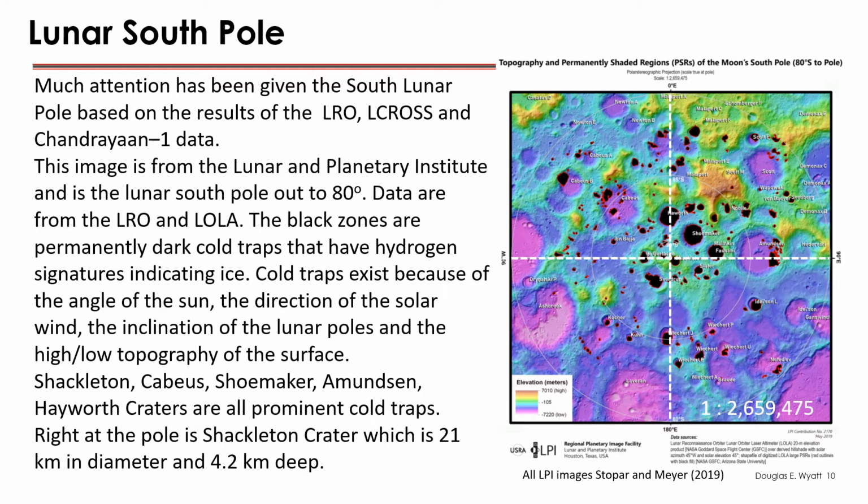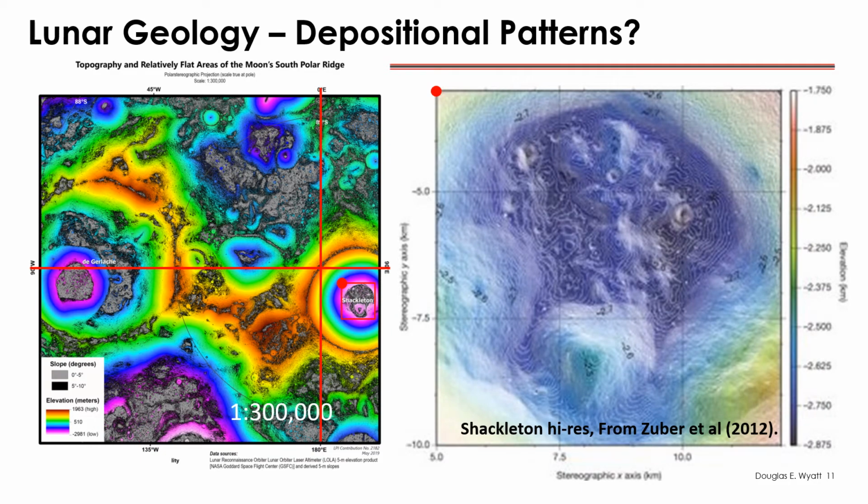So these areas are of great interest, particularly in the U.S. Artemis program. You see the craters Shackleton, Cabeus, Shoemaker, Amundsen, Hayworth. These are all prominent cold traps that are of great scientific interest. Right at the crosshair is the Shackleton crater. It looks smaller than the others, but it is 21 kilometers in diameter and 4.2 kilometers deep, just to give you an idea of the scale.